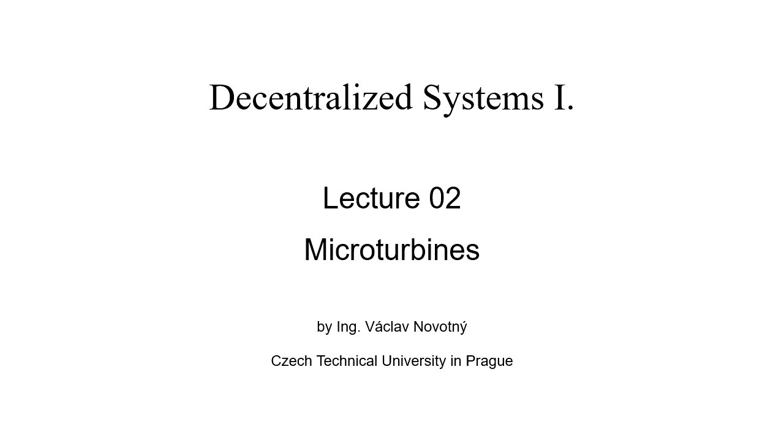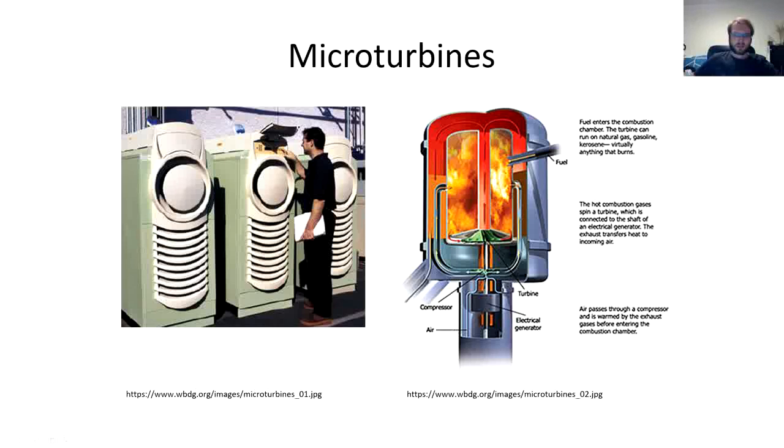This tutorial will be focused on microturbines, the fundamental device of combined heat and power production in decentralized energy systems. So what are microturbines, what do they look like, and what do they do? From the user perspective, it's a box to which you connect a natural gas pipe and you get electricity and heat out of it.